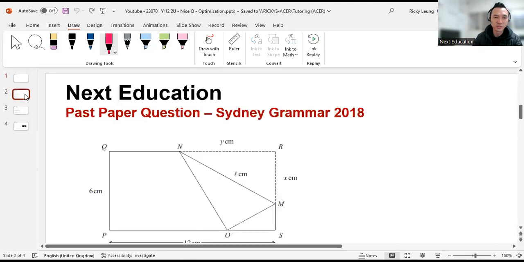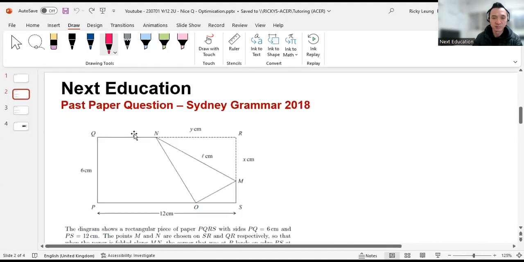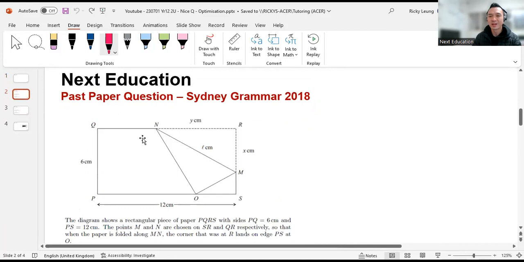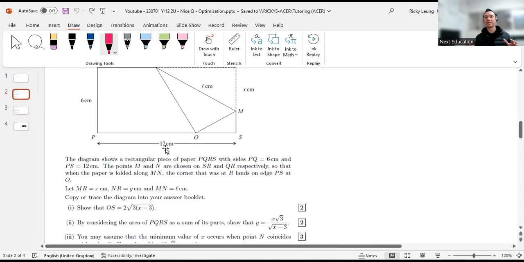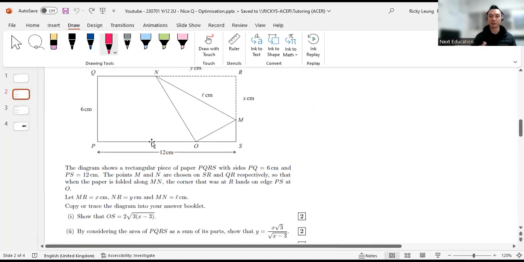Today's question comes from Sydney Grammar back in 2018. I don't know whether Sydney Grammar was the first place I saw it, but it's certainly been recycled, used again by a number of schools. It's the classic question where you fold a sheet of rectangular paper, and then we're going to deal with areas, right?